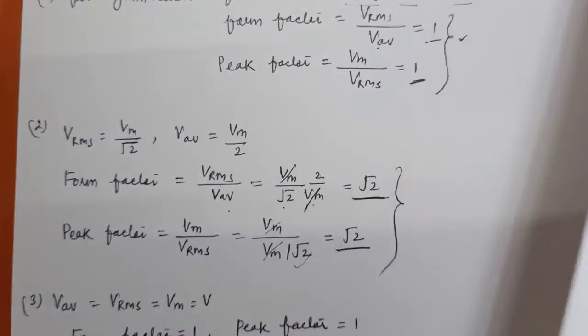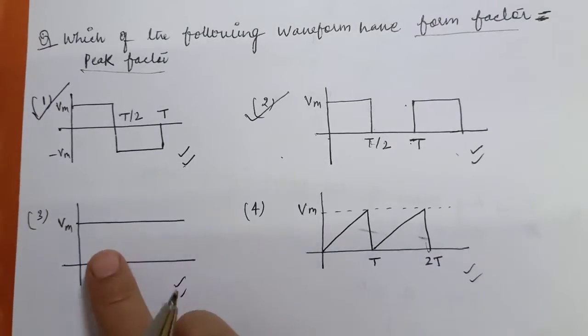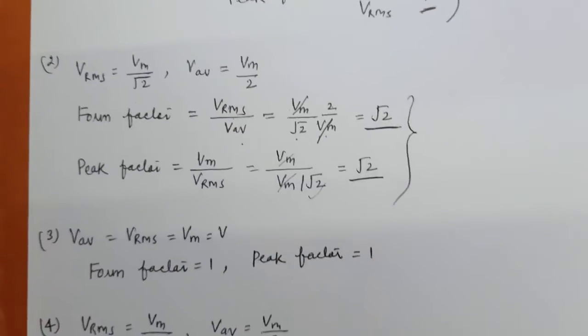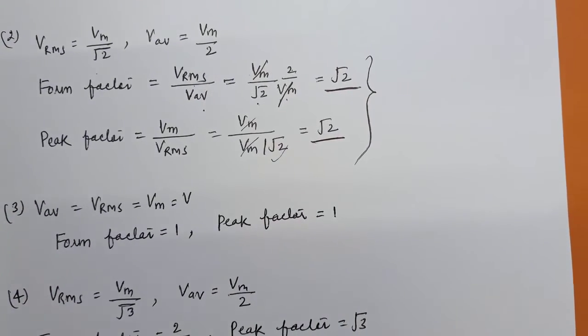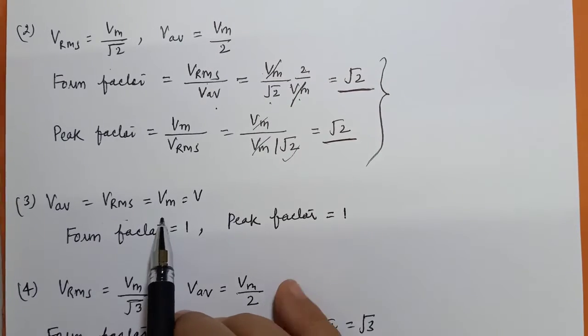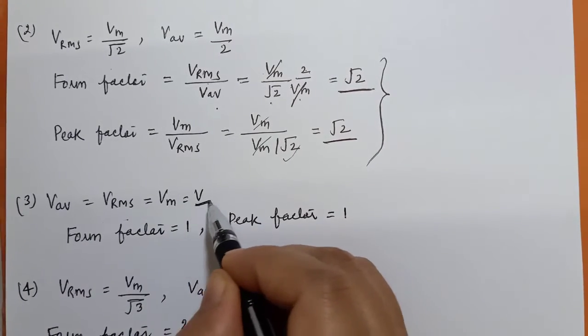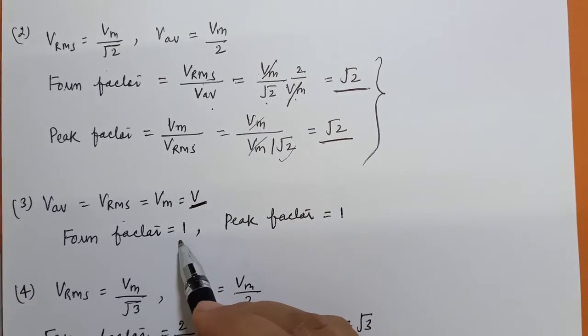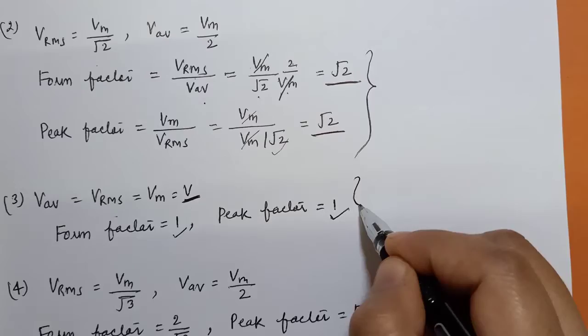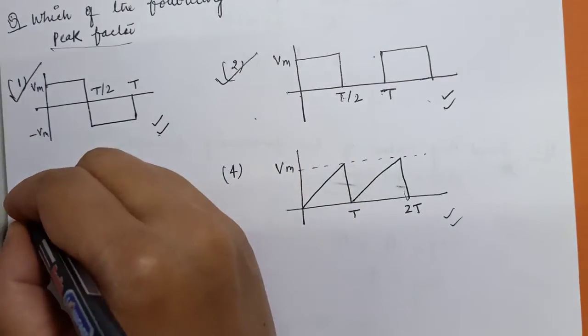Now see the third option. The third option is constant DC. So for constant DC, what is the average value and RMS value? For constant DC, the average value equals the RMS value equals the maximum value, that is V only. So the form factor will be 1 and the peak factor will be 1. So here also you are getting the same form factor and peak factor. So the third option is also true.